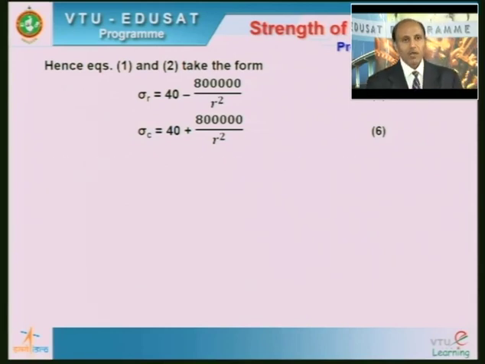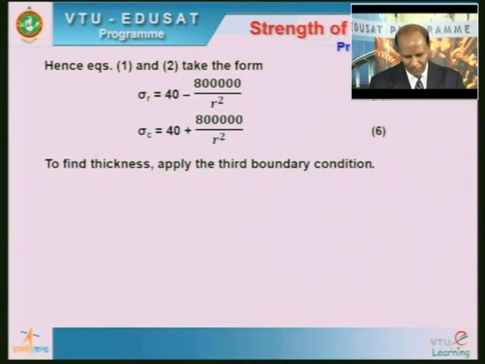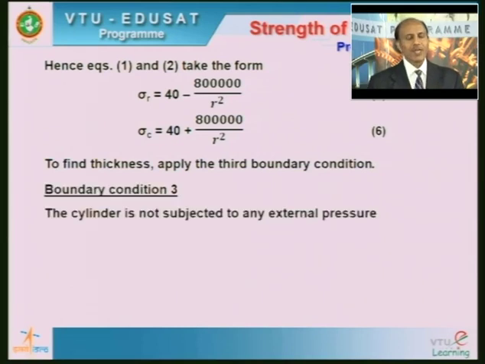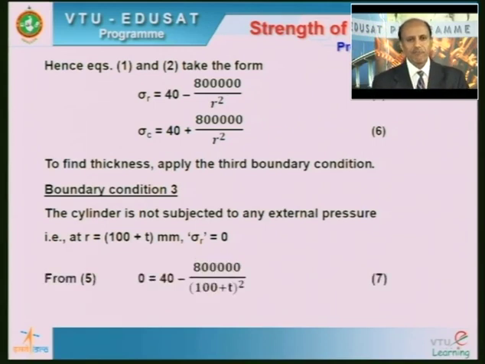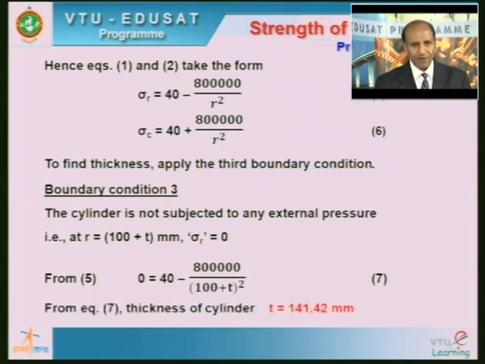Once the equation is ready, we apply boundary condition number 3 to calculate the thickness. What is boundary condition number 3? External pressure is 0. So we say at R equal to 100 plus T, the internal radius plus thickness, which gives the external radius, small a plus T, where small a is 100, the value of sigma R is 0. Now I substitute back in equation number 5 which you are seeing on the screen, with the only unknown being T, and you get the value of T. The value of T in this particular case is 141.42 millimeters.